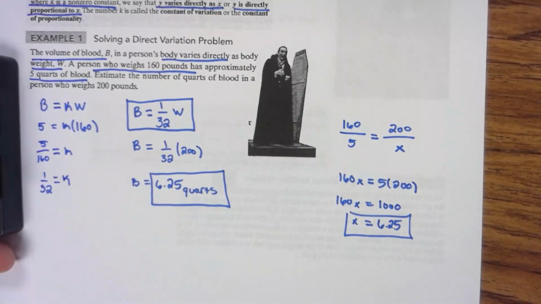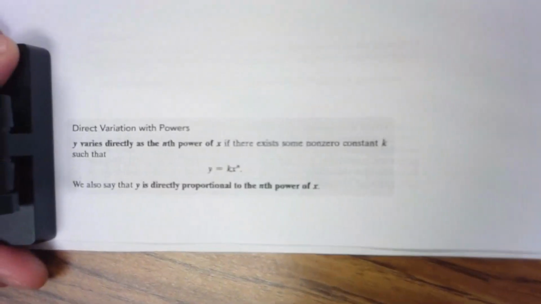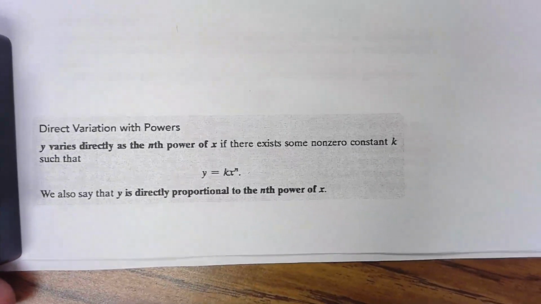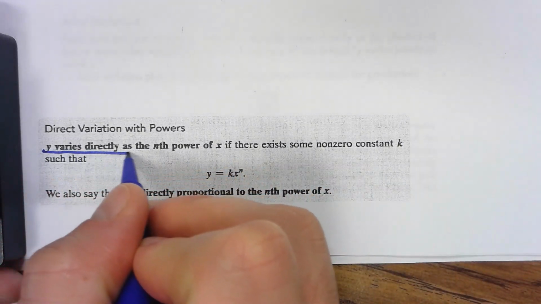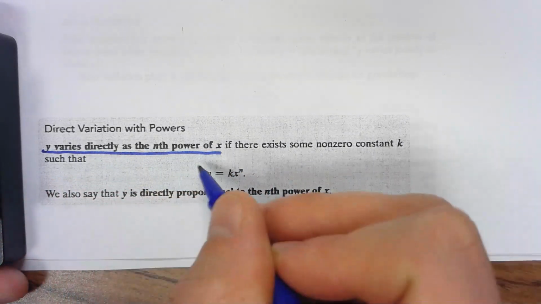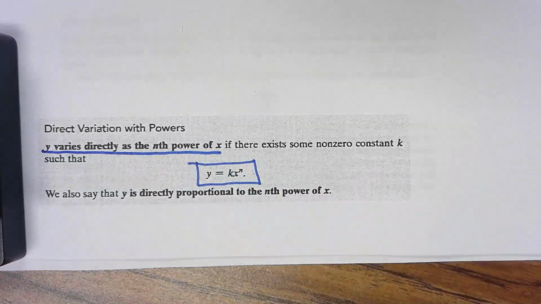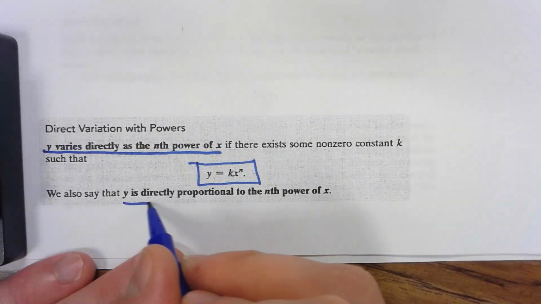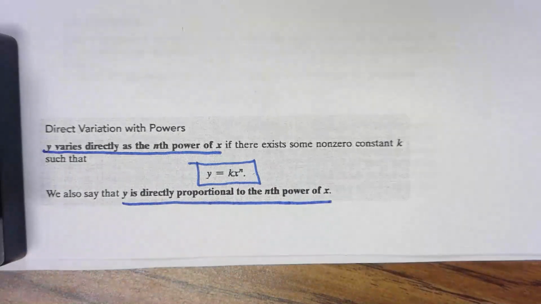We have different types of variation. The problems all end up kind of being very similar, but different applications as we go through this. So we can still have direct variation, but we can add in exponents. Again, the language here matters. So it'll say y varies directly as the nth power of x, and your equation is y equals the constant k and then x to the power of n. Another way that you might see it written is y is directly proportional to the nth power of x.